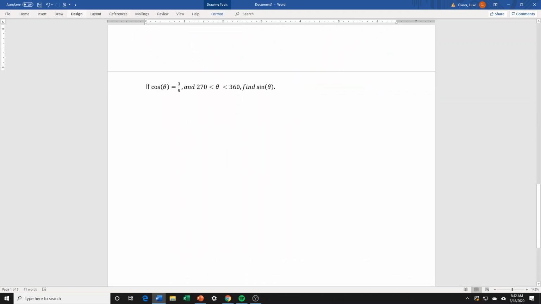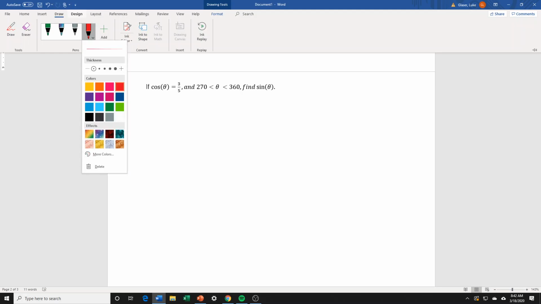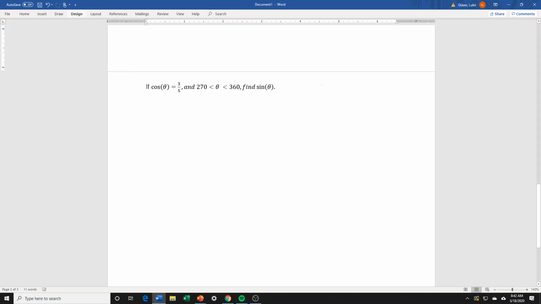All right. If cosine of theta equals 3/5, and this is supposed to be degrees, 270 degrees is less than theta, and theta is less than 360 degrees, find sine. Find sine. All right. So remember, we look for the quadrant first. Quadrant first. Let's do green.